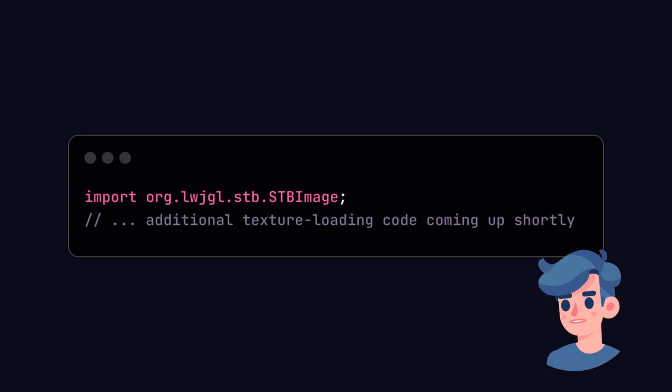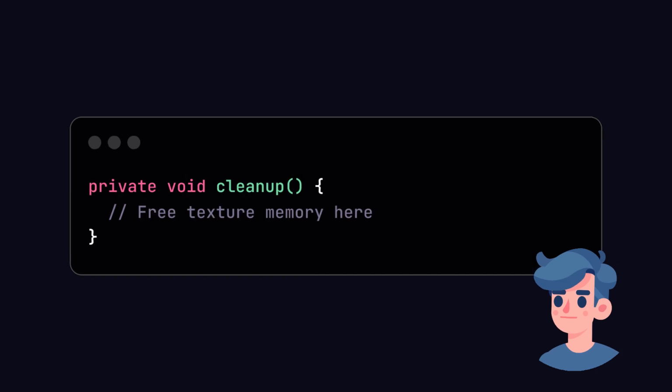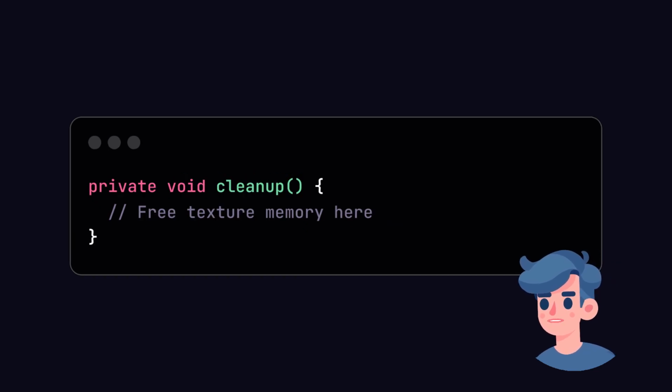Next, we're going to add textures to our triangle to make the game visually appealing. First, we need to load an image as a texture. For this, we will use the STB image library that comes with LWJGL. We need to modify our cleanup method to free up the texture memory as well. It's vital to manage memory when using external resources like textures.